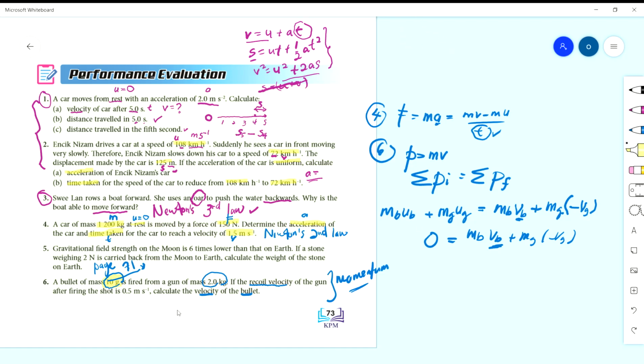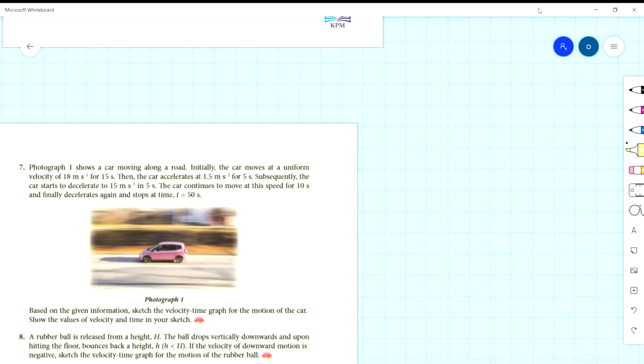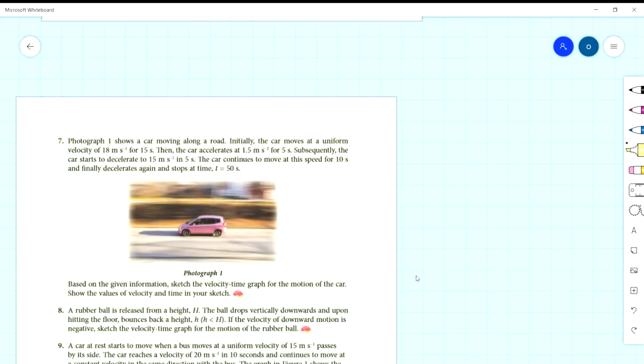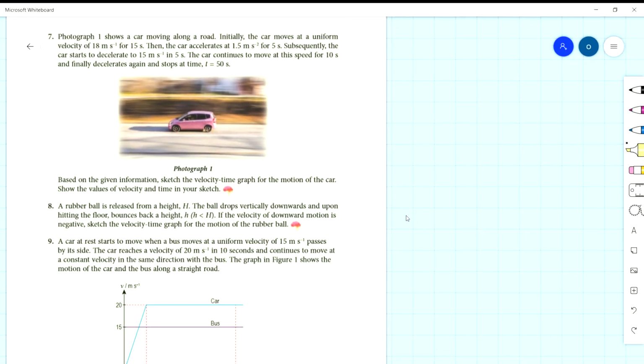So that's for question 1 to 6. Now we go to the next part. Question number 7 until question number 9. Okay, question number 7. Question number 7, you have to sketch a graph. Okay, this is terrible.